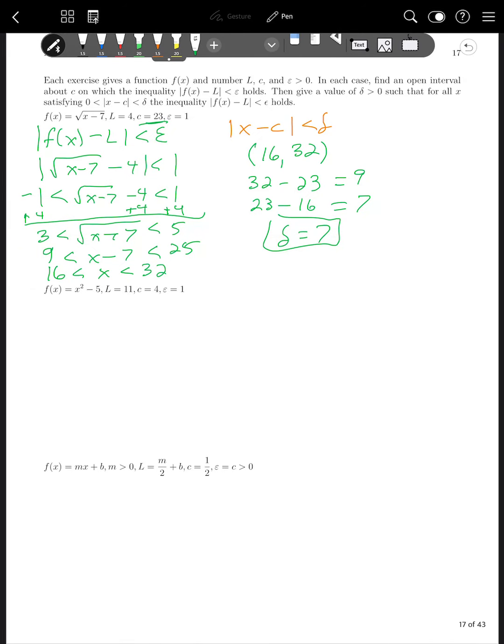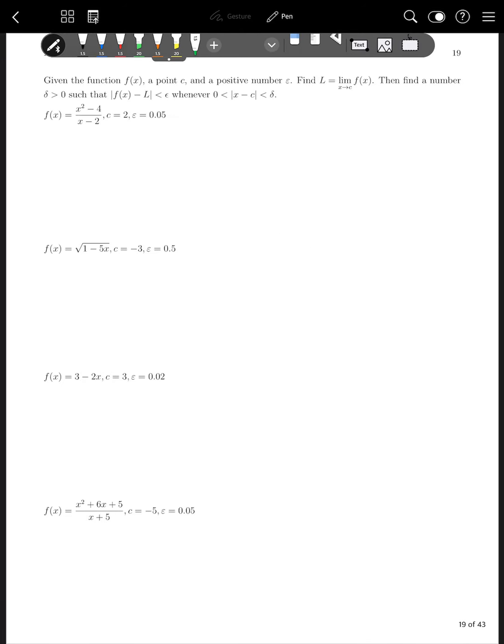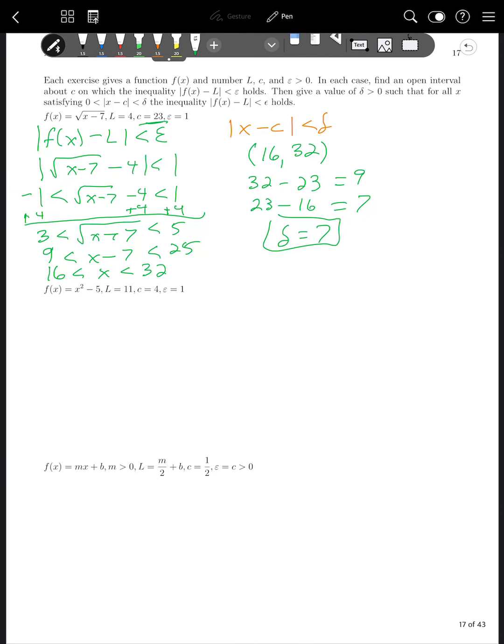Okay, so let's try. Hold on, I want to just check one thing. Yep. Okay, so let's try one more, or a couple more together. So the next one, same idea, right? So start off by doing the absolute value of f of x, so x squared minus 5 minus L, which is 11, is less than epsilon. And the first thing we want to do is just solve for c. So this will be negative 1 is less than x squared minus 5 minus 11 is less than 1.